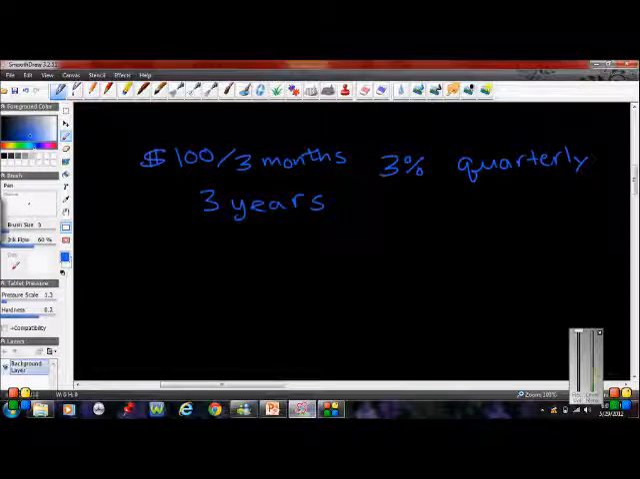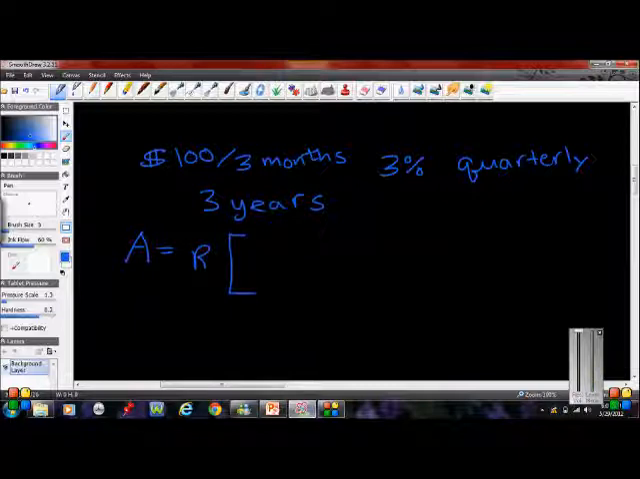So if you write the formula down now, you have A is equal to R, 1 plus i to the power of n minus 1, over i. Okay, so now this is the formula. This formula will show you how much money you have after 3 years. How's it going to do that? Well, let's take a look.